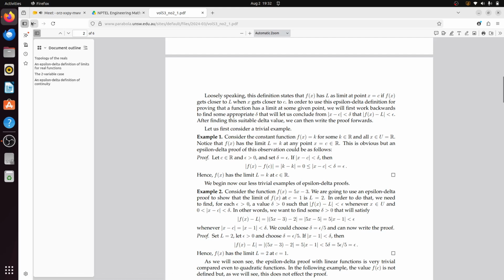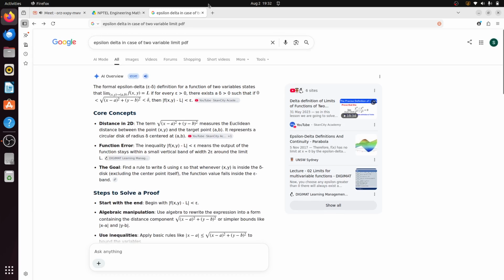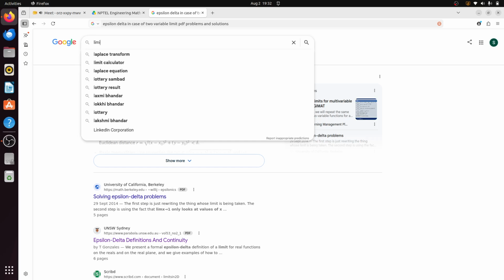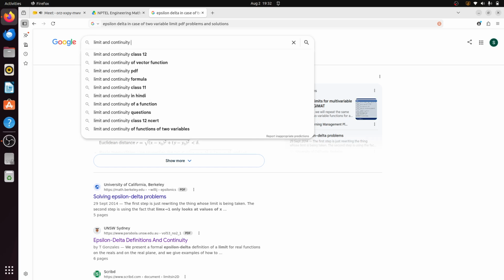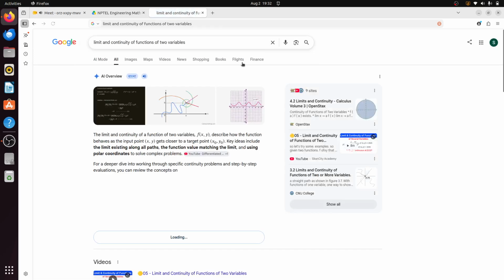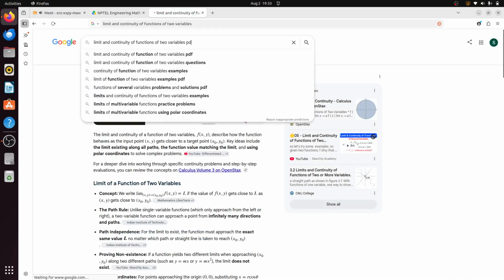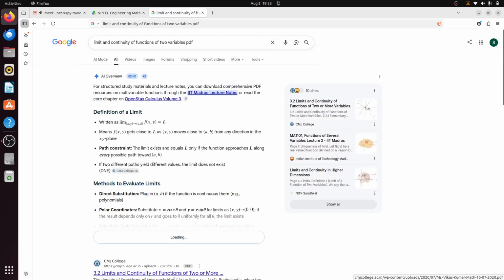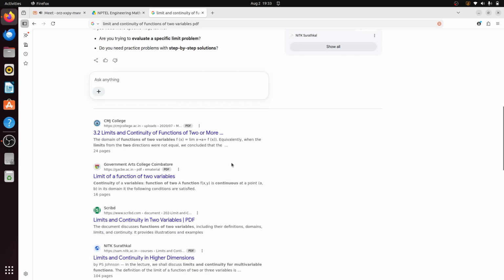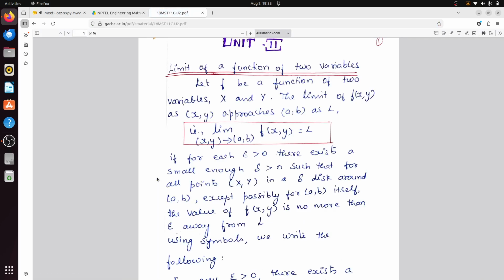Okay, I will come to some extra problems. There is a PDF of problems and solutions on limits and continuity of functions of two variables.